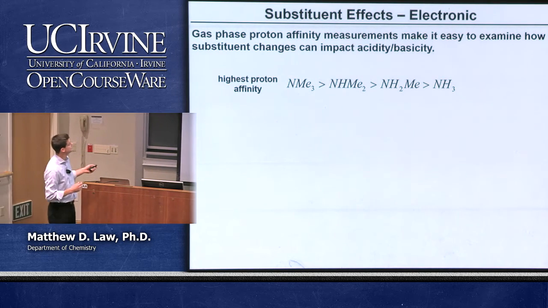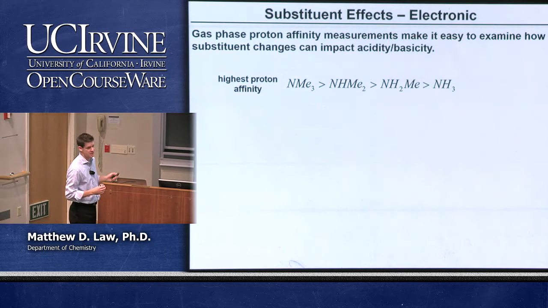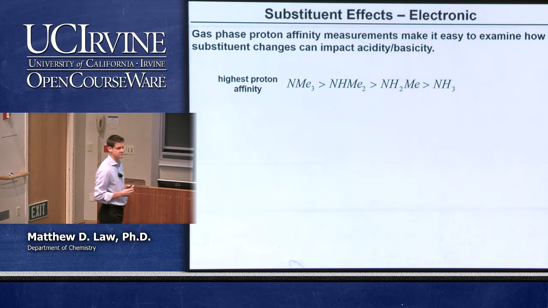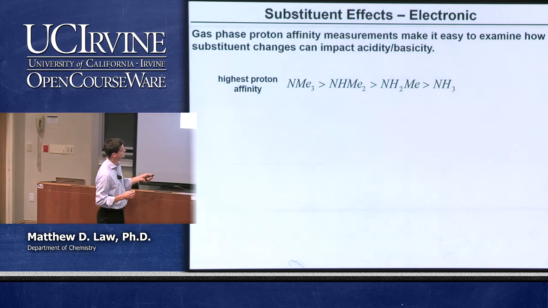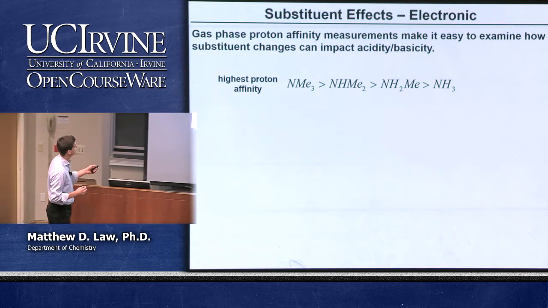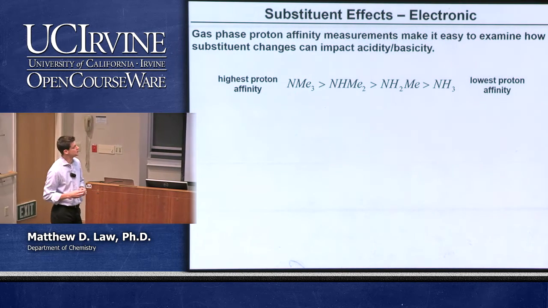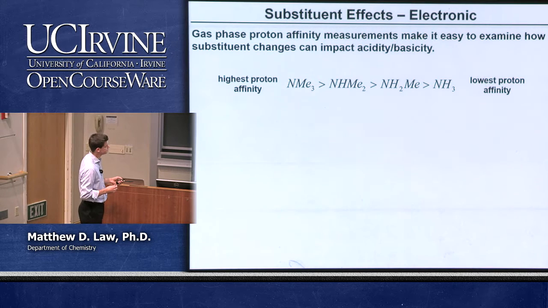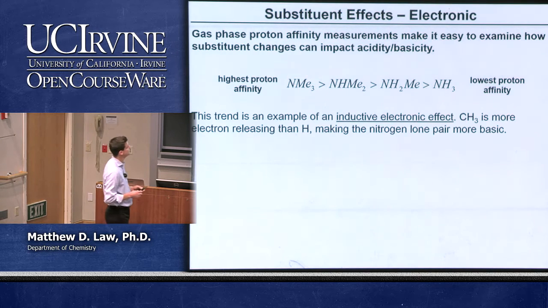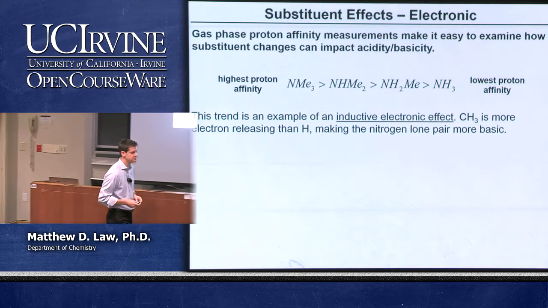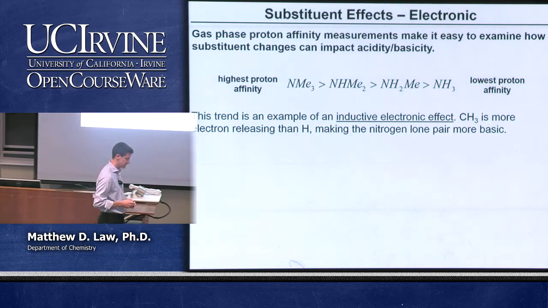In other words, this one's going to be the best base because it has the largest proton affinity, the largest affinity for protons. And this one's going to be the weakest base. Okay? So highest proton affinity on the left, lowest proton affinity on the right. How can we understand this trend, that as we add methyls, we get a better and better base? Well, this is an example of an inductive electronic effect.